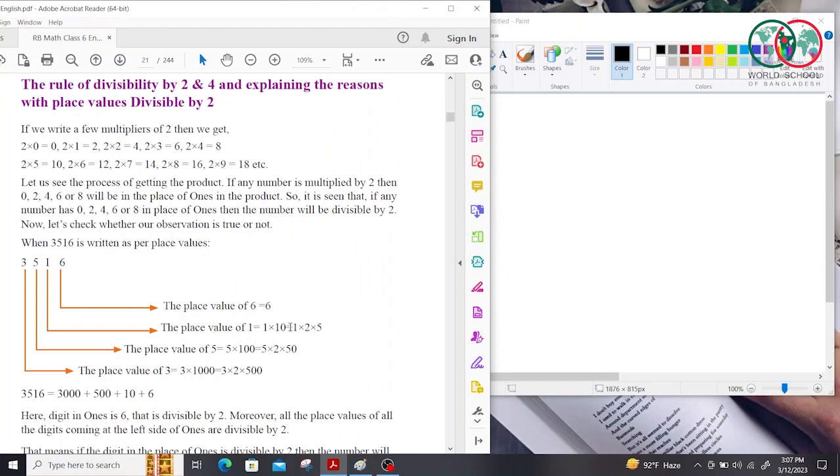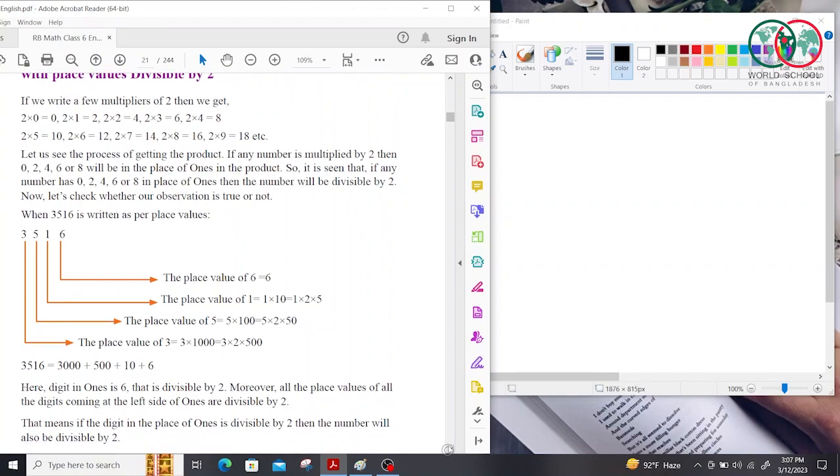So 1 times 10 equals 10, or we can write it as 1 times 2 times 5, as 2 times 5 is also 10. In the hundreds place there is 5, so we'll multiply 5 by 100. And in the thousands place there is 3, so we'll multiply 3 by 1000. So we are getting 6, 10, 500 and 3000. If we add all of these, then we get the number 3516, right?